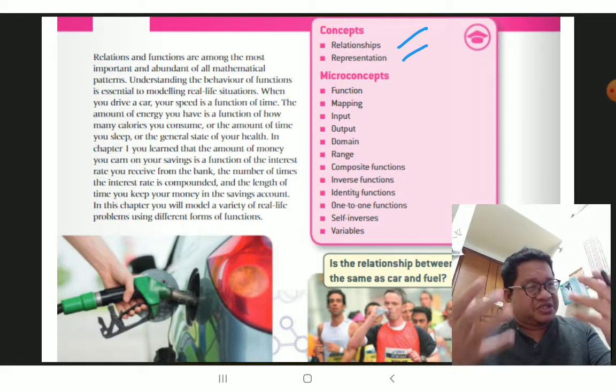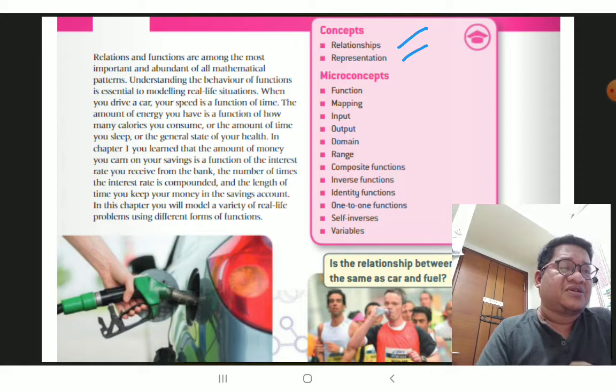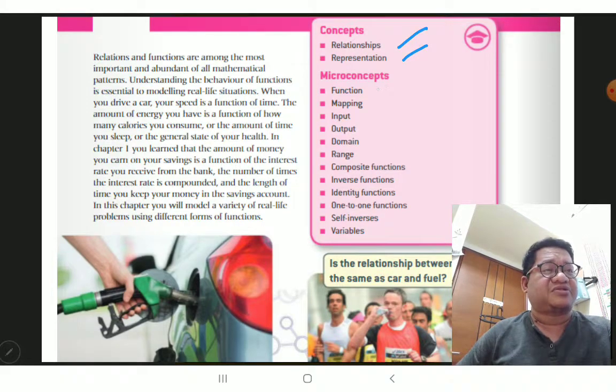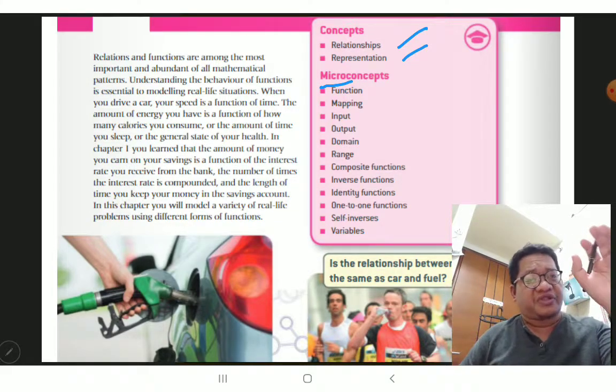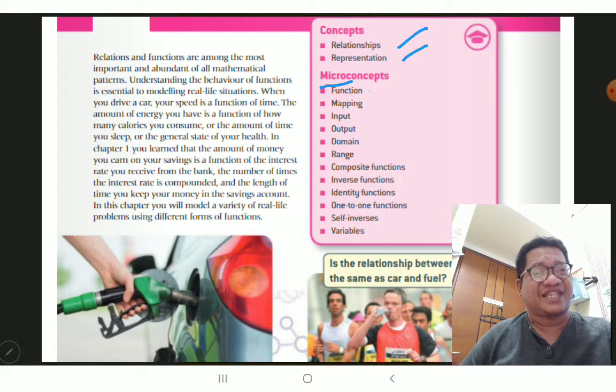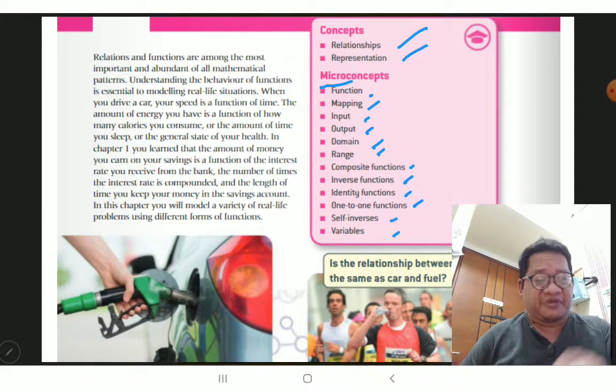Symbolism, or symbols, and then we're going to discuss micro concepts. Micro means small, so we're going to have a detailed discussion of functions: mapping, input, output, domain, range, composite function, inverse function, identifying function, one-to-one function, self-inverses, and variables.